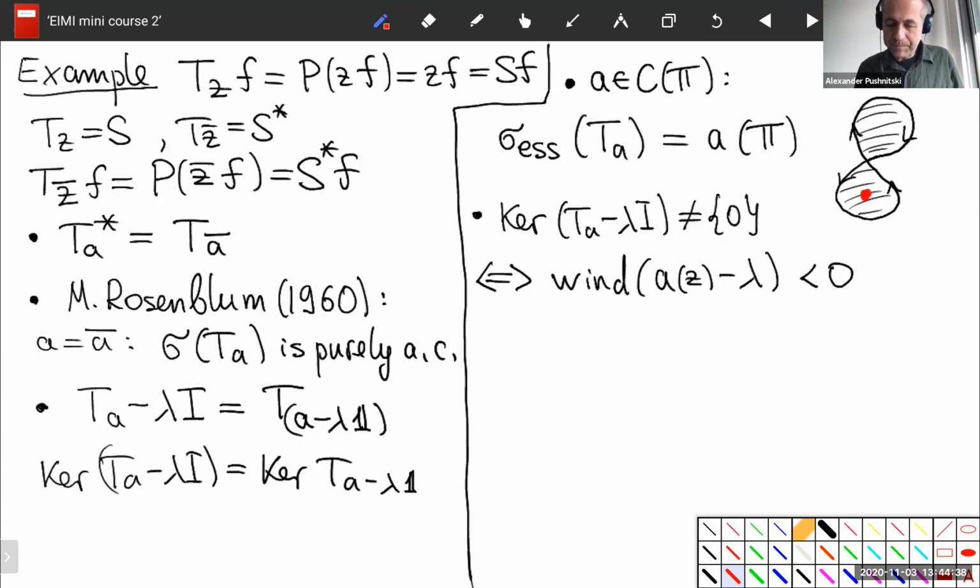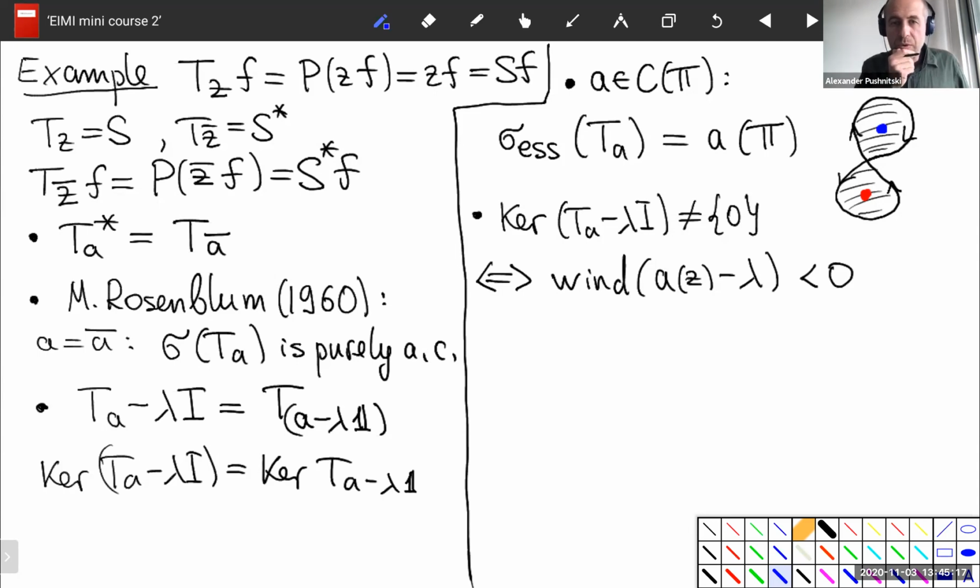That's the description. So in my picture, actually here the winding number is I think positive, right? Positive where there's the red dot, and negative where there's the blue dot, I think, if I'm not mistaken, something like this. Okay, so this is a very brief introduction into the spectral theory of Toeplitz operators.